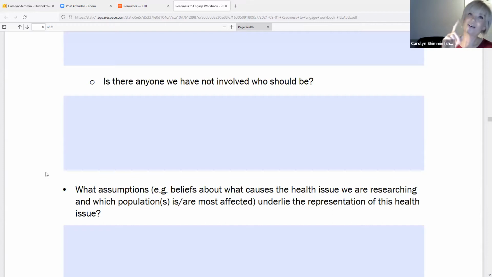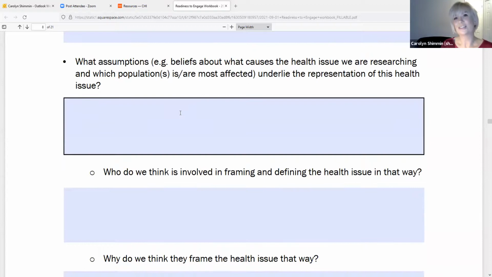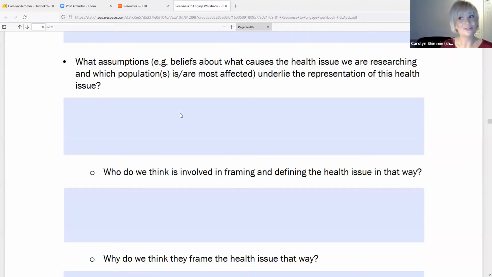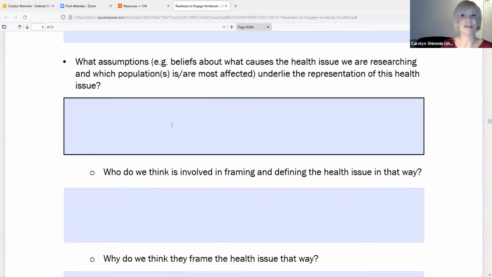So when you have those questions above around health equity, have we addressed all of those different barriers? Have we thought about who we need to engage, and are there some voices missing? What assumptions, so beliefs about what causes the health issue we are researching and which populations are most affected, underlie the representation of this health issue? This is really good at starting to challenge ourselves a little bit more. Who do we think is involved in framing and defining the health issue in that way?